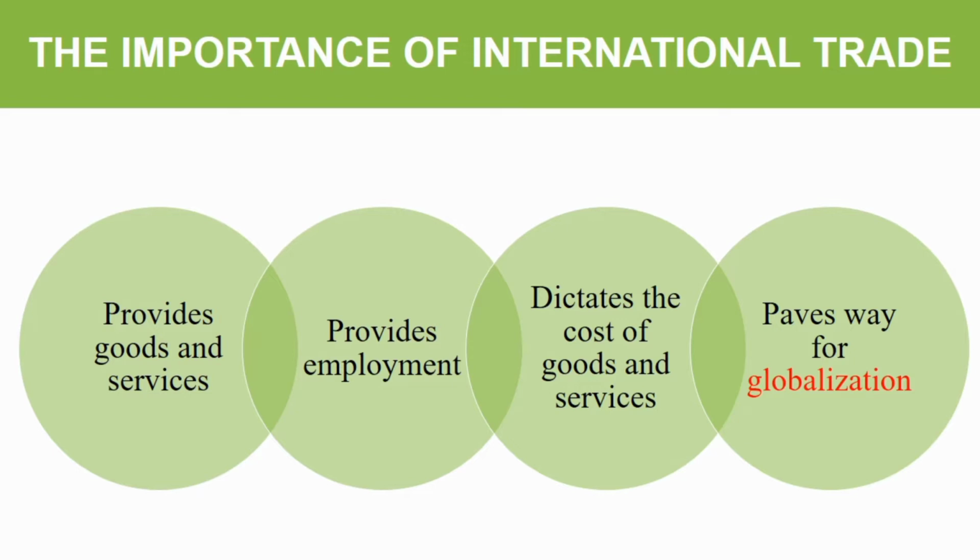Third, it dictates the cost of goods and services. Because of international trade, competition increases. Competition among producers causes the price of the goods to fall. For example, in the Philippines, there was a time that rice supply in the country was not enough for consumption. In short, there was rice shortage. And so the price has increased sharply in a span of time.